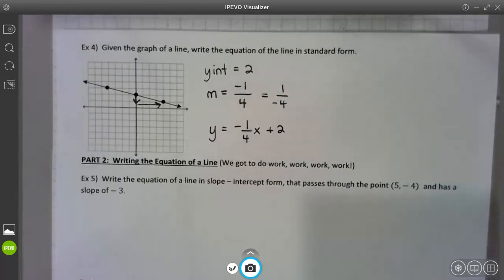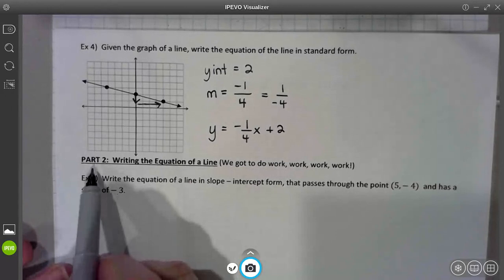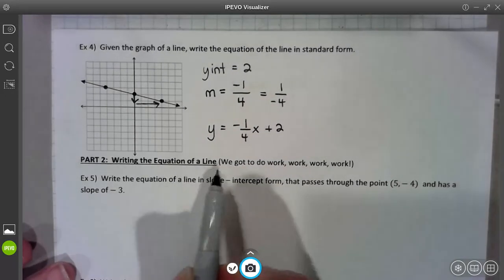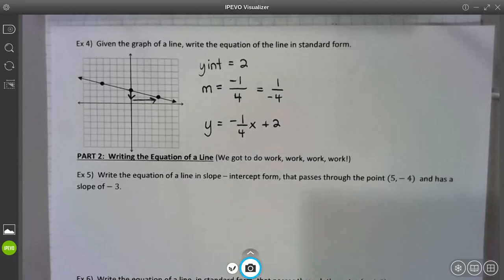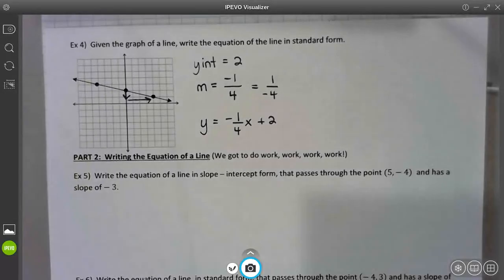All right, so guys, that's your first homework questions. You have 5 questions like that. Now, this is part 2. So now you're going to write the equation of a line. And guys, these are the ones that are going to take more work. They're not going to be as easy as the ones we've just done because you're not going to know your slope and your y-intercept right out of the gate. You're going to have to work harder to come up with these equations.